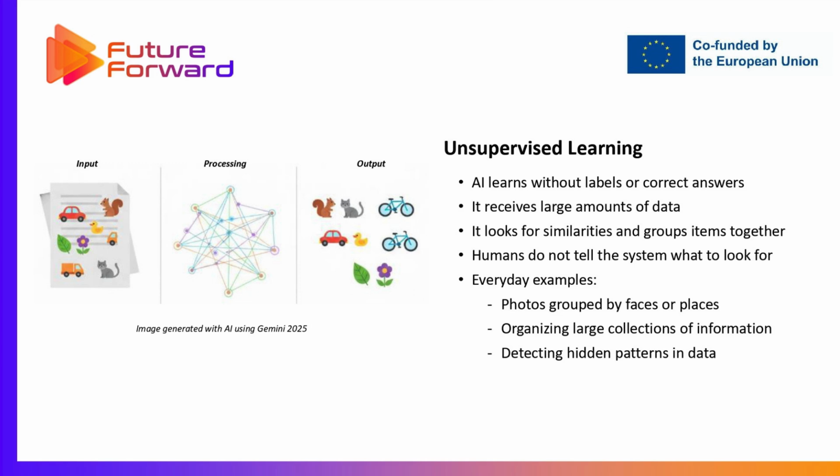Unsupervised learning is useful when we want AI to organize information, detect common behaviors, or uncover hidden patterns in large collections of data. It doesn't understand the content, but it can find structure where humans might overlook it.